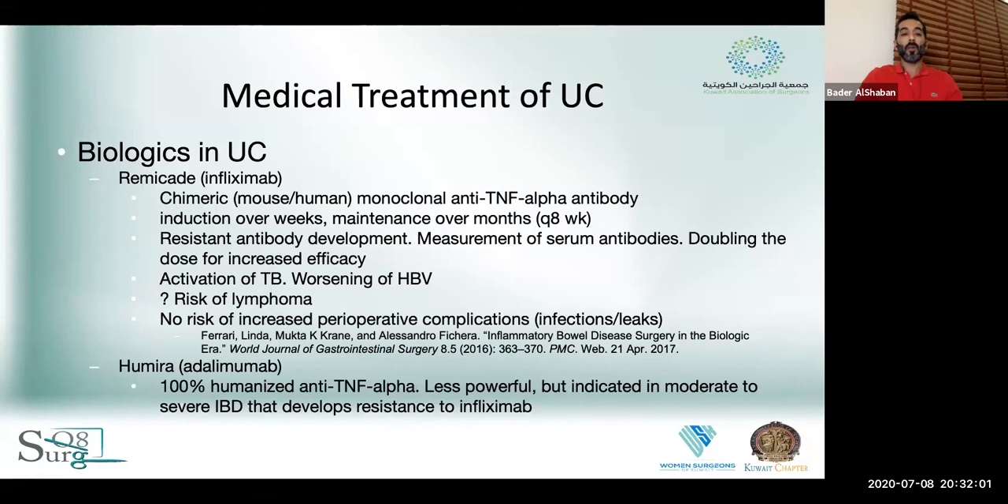The next biological injection that was developed was the adalimumab, which is also known as Humira. Unlike the chimeric nature of Remicade, it is 100% humanized anti-TNF alpha antibody. It is slightly less powerful, but it is indicated in moderate to severe inflammatory bowel diseases that do eventually develop antibodies and resistance to Remicade.